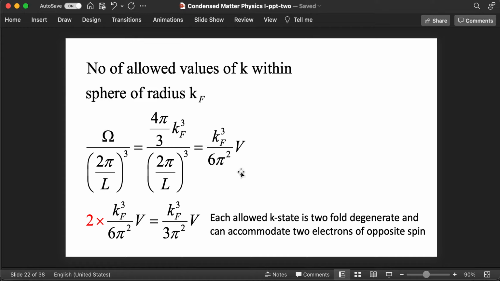But remember, I said that each allowed energy has got two k states, that is one for upspin and one for downspin. That is, each allowed k state is twofold degenerate. It can accommodate two spins, one upspin and one downspin. Therefore, the number of allowed k states would be multiplied by 2 to reflect that twofold degeneracy. So I have to multiply it by 2, and therefore this 1/6 will become 1/3.